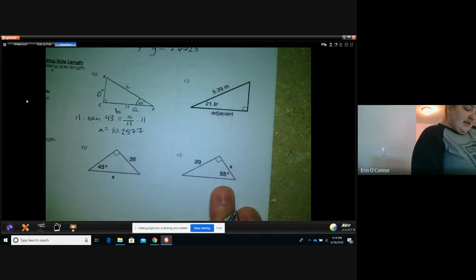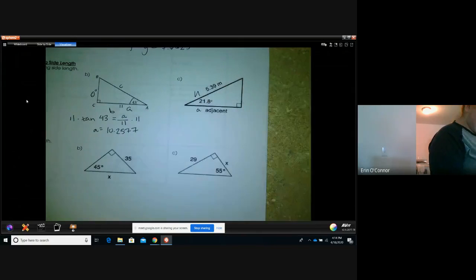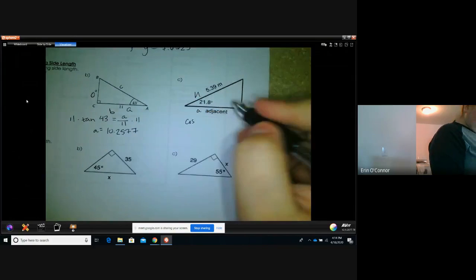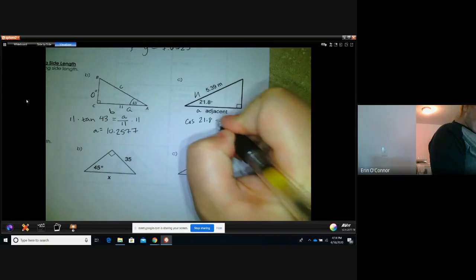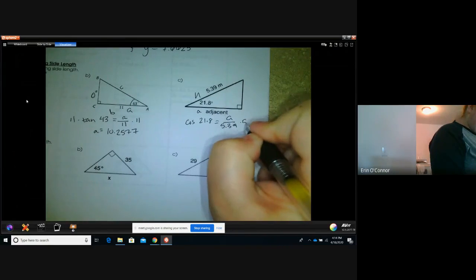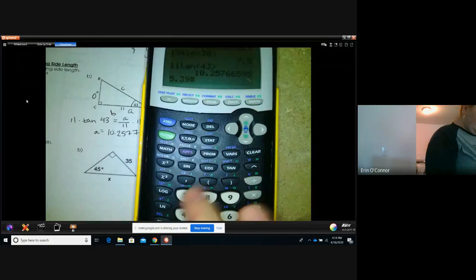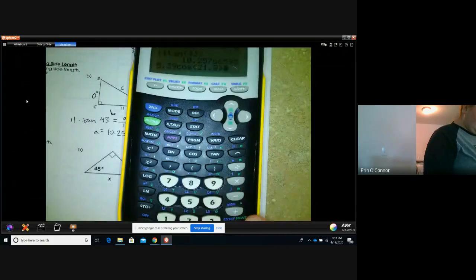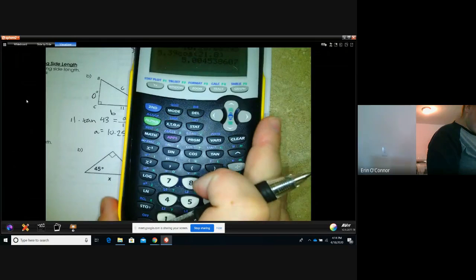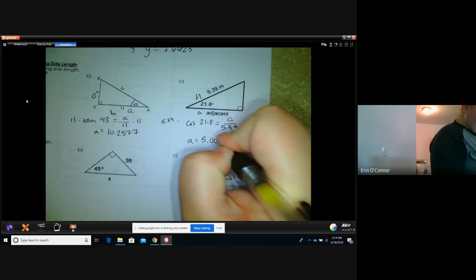Okay, for the last one, we have an adjacent, we have a hypotenuse, so HA, we're using cosine of 21.8 is equal to A over 5.39. Multiply both sides by 5.39, and we get 5.39 cosine 21.8, and it's 5.0045. A is equal to 5.0045.